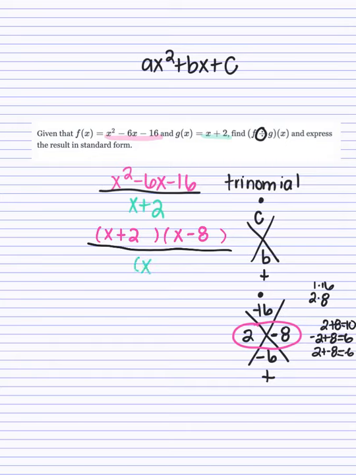Now, the reason that we need to check and actually try to simplify these problems is because we now have 2 pieces, one in the numerator, one in the denominator, that we can cancel. So that leaves me with x minus 8.